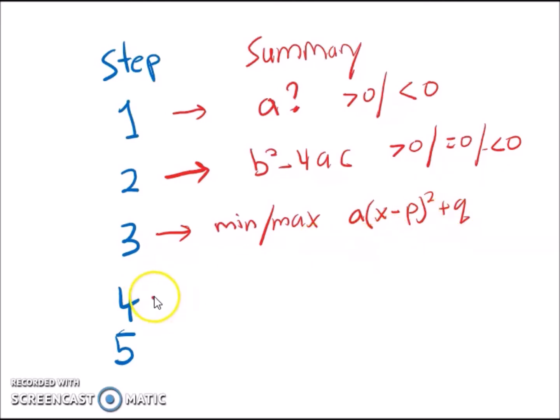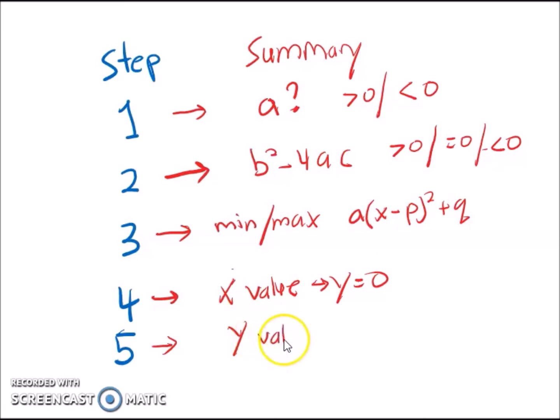Then step 4 is to find the x value. To find the x value we have to make y 0. And then the last one, step 5, is we have to find the y value where it is intercepting the y-axis. So we have to make x equal to 0. Okay, this is a summary of step 1 to 5. So let us do an example right now.